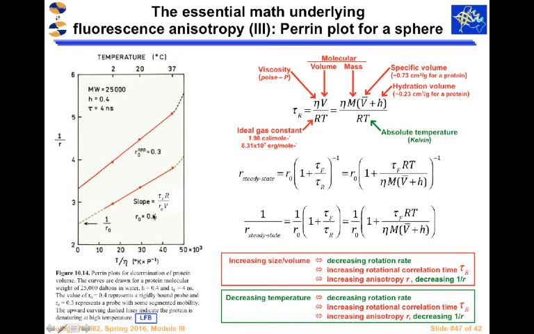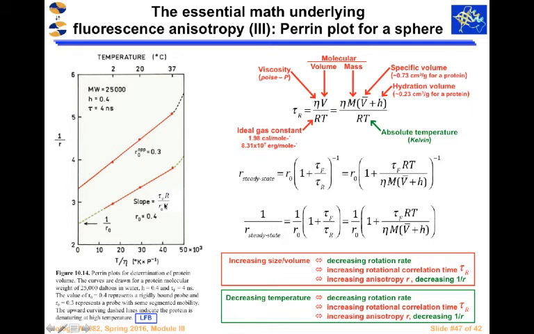So what we do then is we measure anisotropy as a function of either increasing temperature, or we can increase the viscosity if we put in glycerol. And there are other things that make solutions sticky and more viscous. So we can experimentally manipulate the viscosity or change the temperature. When we increase temperature or reduce viscosity, we should get a linear change in the reciprocal anisotropy. From the slope of that, we can learn the hydrated molecular volume.